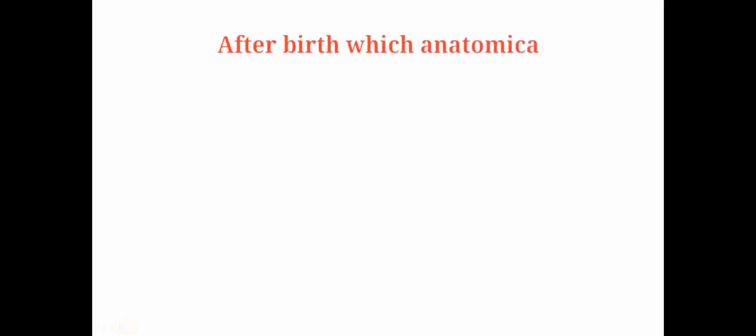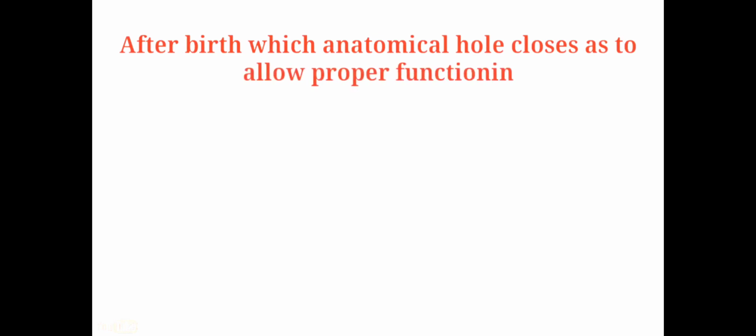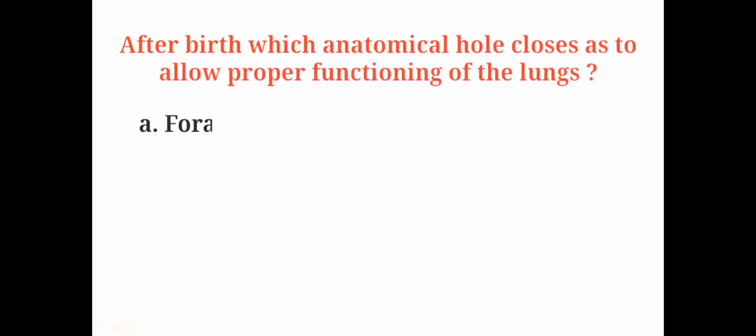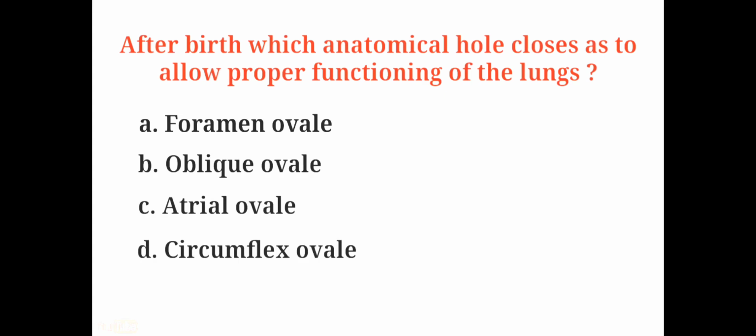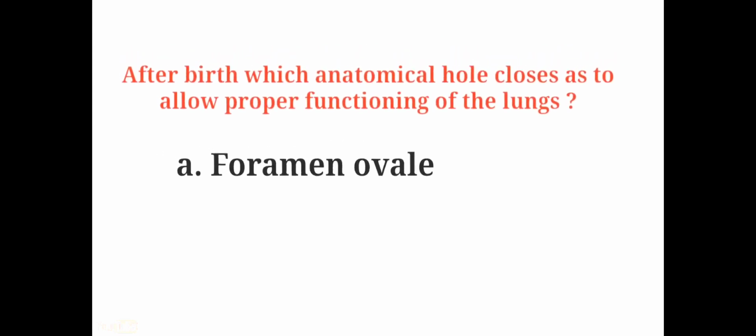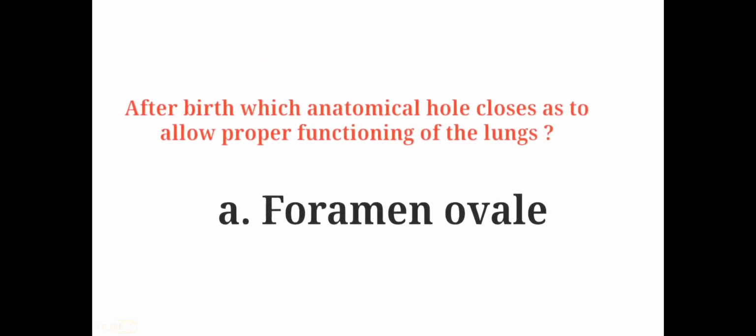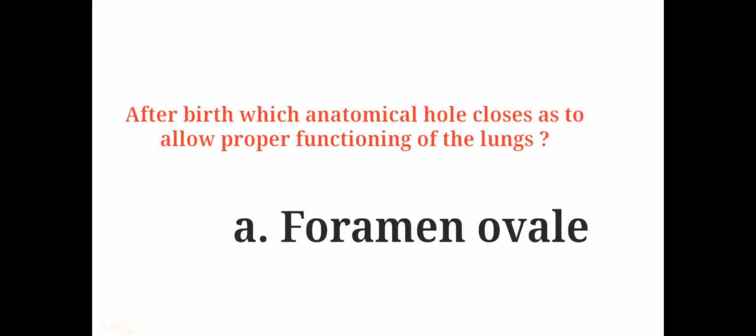After birth, which anatomical hole closes as to allow proper functioning of the lungs? A. Foramen ovale, B. Oblique oval, C. Atrial oval, D. Circumflex oval. And the answer is A. Foramen ovale. Foramen ovale is the anatomical hole which allows the proper functioning of the lungs after it closes.